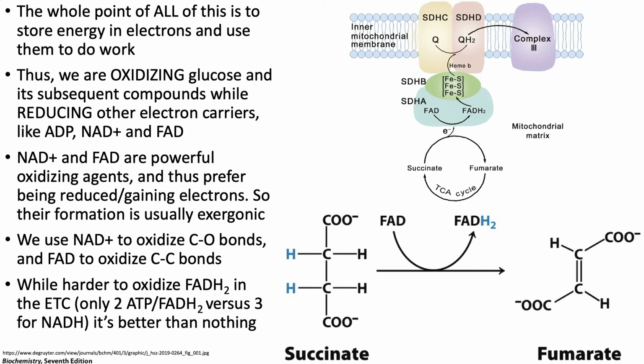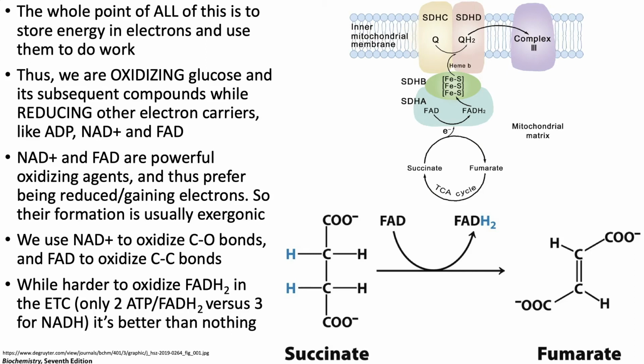Now, with FAD, we don't get as much energy out, but we can get some energy. And so FAD we use to hold a little bit of energy, not as much as from a carbon-oxygen bond. And so we switch to FAD to hold the carbon-carbon bonds that we can break and move. And so it is harder to oxidize FADH2 in the electron transport chain. And so in general, we only get, it depends on where you read, between 1.5 and 2 ATP per FADH2, versus you get 2.5 to 3, usually I just say 3 and 2, for NADH. But hey, it's better than nothing. We're going to use it.